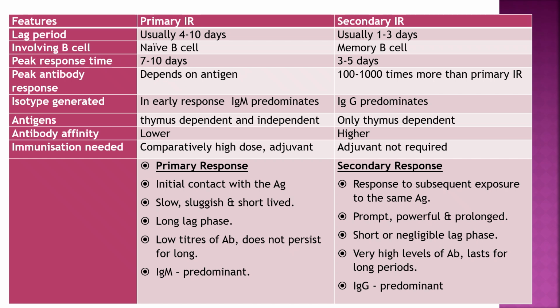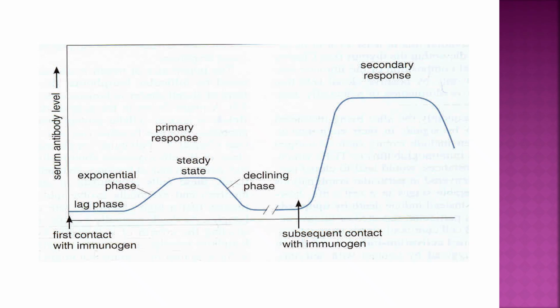Primary immune response: initial contact with antigen, slow, sluggish, and short-lived. Long lag phase, low titers of antibody, does not persist for long, IgM predominant. Secondary response: response to subsequent exposure to the same antigen, prompt, powerful, and prolonged. Short and negligible lag phase, very high level of antibody, lasts for a long period, and IgG predominant. Here you can see the difference between primary immune response and secondary response.